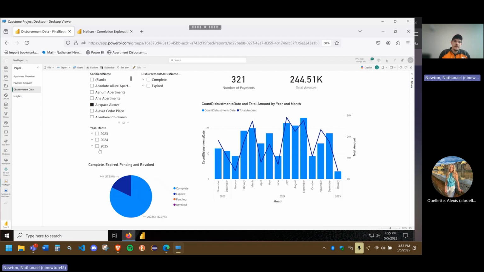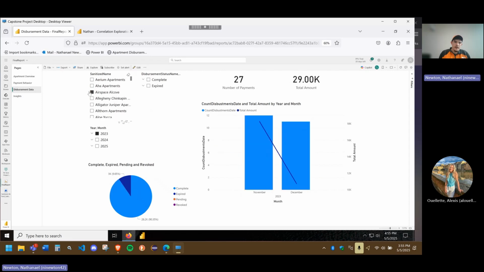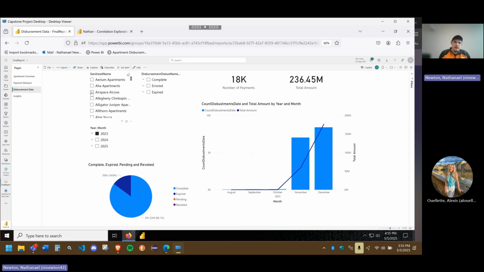You can see right here we can filter these out. Right now it's count for all since it's not selected, but if we select the year, it's going to count for just that year. And then we can select the apartment. And we can either select completed, expired, or revoked. And you can see where it's updating this table, where it's filtered by where the x-axis is months and the y-axis is just the count, the amount. That's it for the disbursements.